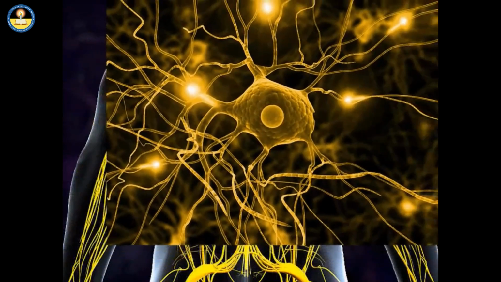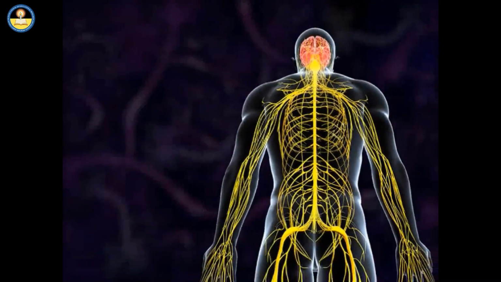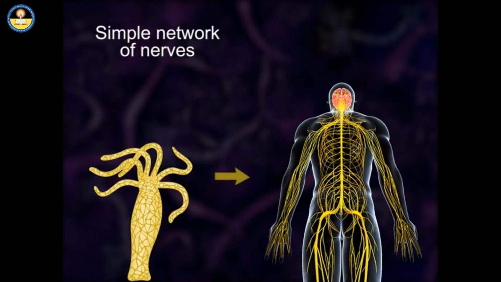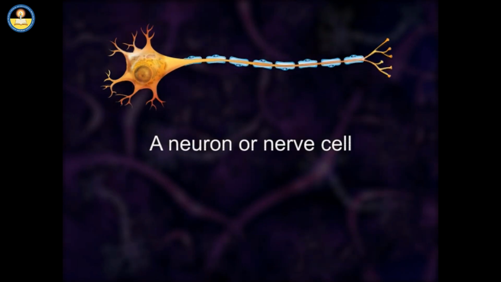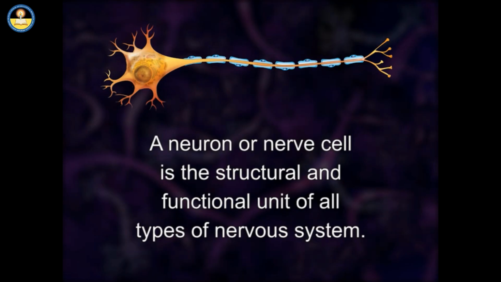Neurons and other supportive cells make the organs of a nervous system. The nervous system of various living organisms varies from a simple network of nerves to a complex, highly specialized kind of system under the control of the brain. A neuron or nerve cell is the structural and functional unit of all types of nervous system.